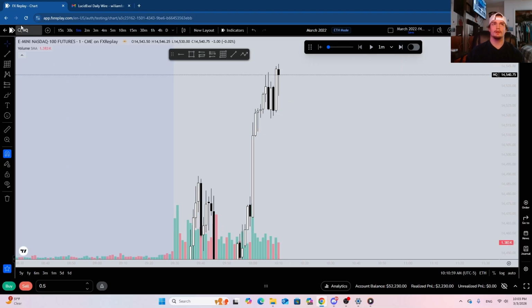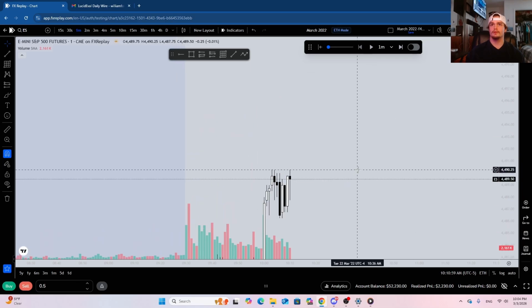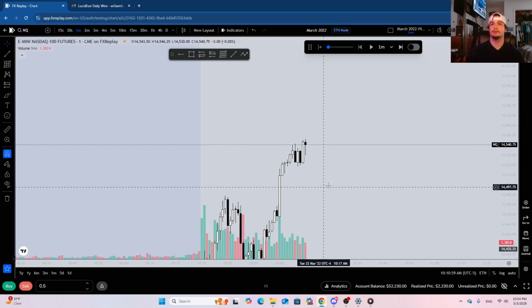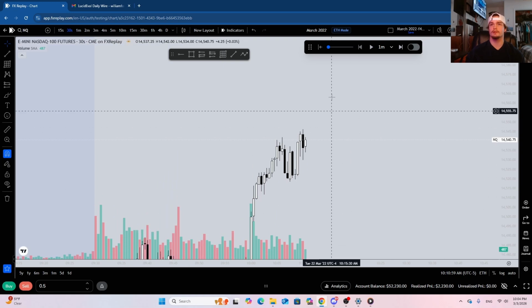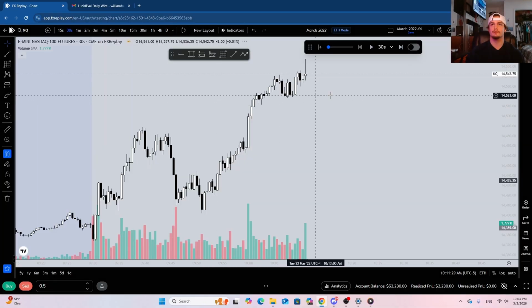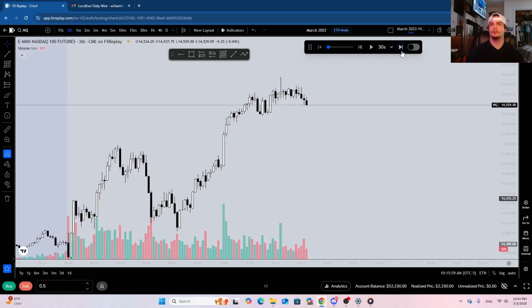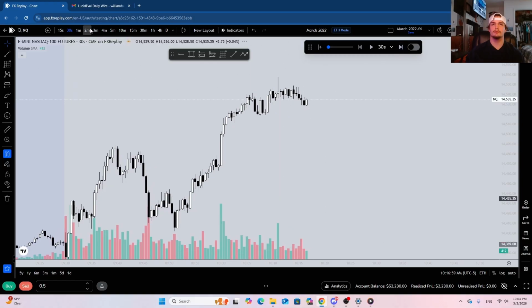Okay, so we resweep. Now let's see if we form an SMT. So we have equal highs here. That is technically an SMT still. So if we get a nice 30-second inverse here, nice 30-second displacement, this could be a good entry. Resweep again. Yes, also resweeps. What time is it? 10:17.